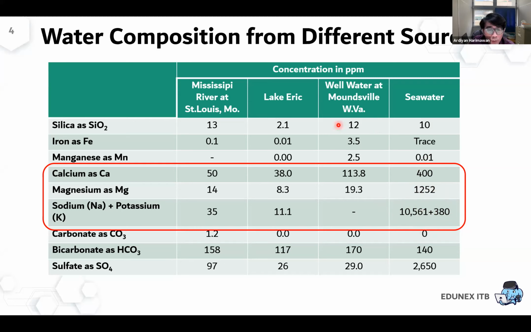How about the well water? Well water basically is the one that is mostly used in industrial processes, but some well water will have quite a high mineral composition, because deep water or well water might have dissolved some minerals from the rocks.